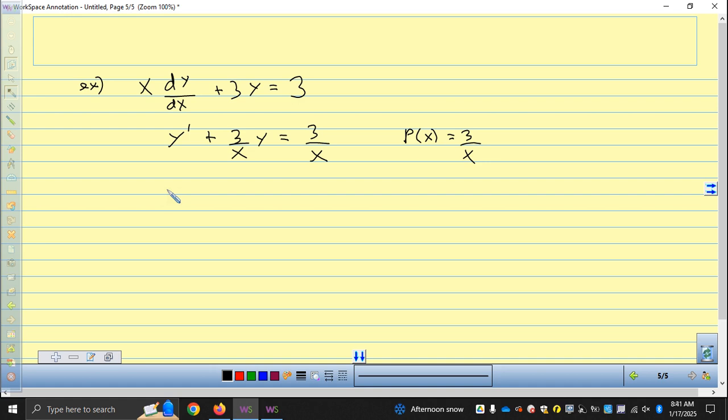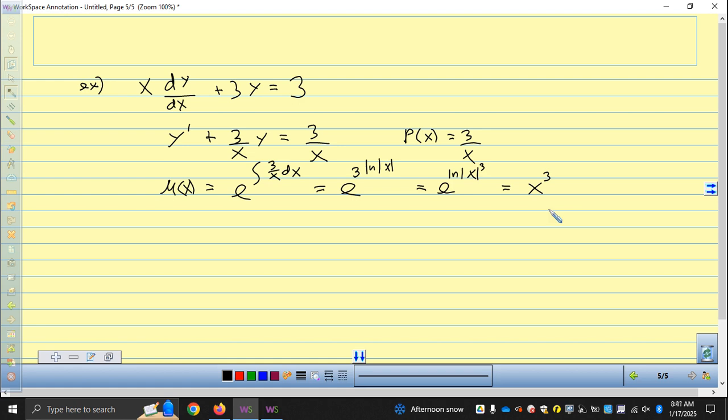So find the integrating factor. Mu of x equals e to the integral of 3 over x dx, which is e to the 3 natural log absolute value of x, which I'm going to rewrite as e to the natural log absolute value of x to the third, using properties of logarithms, and I'm going to say that is x to the third.